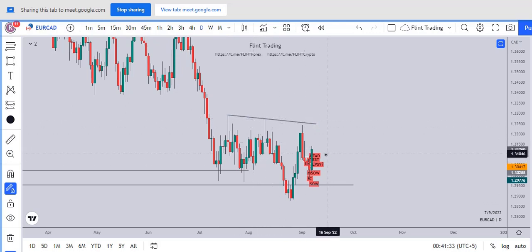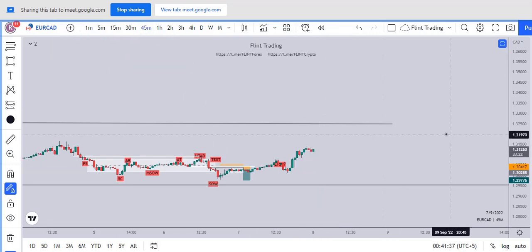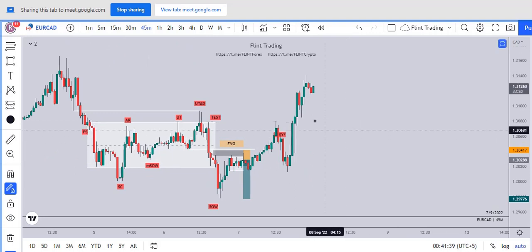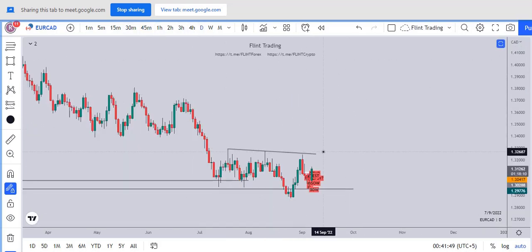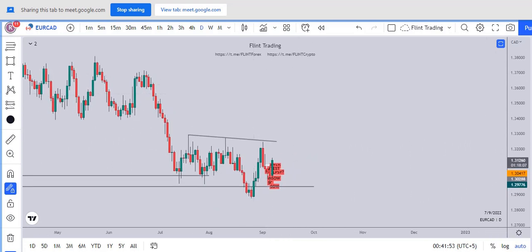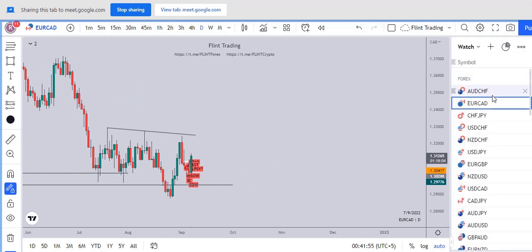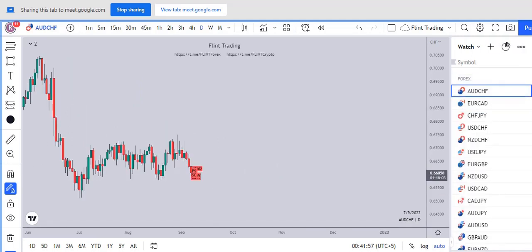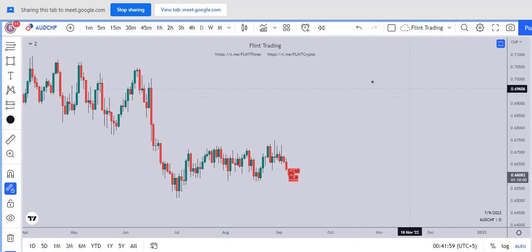So if I just wait for price to come back and bring out another accumulation on the lower time frame, then I would try to enter with a bigger stop loss than usual, because I would be aiming for this zone, as that would be a swing trade. So yeah, now let's move on to the AUD CHF.